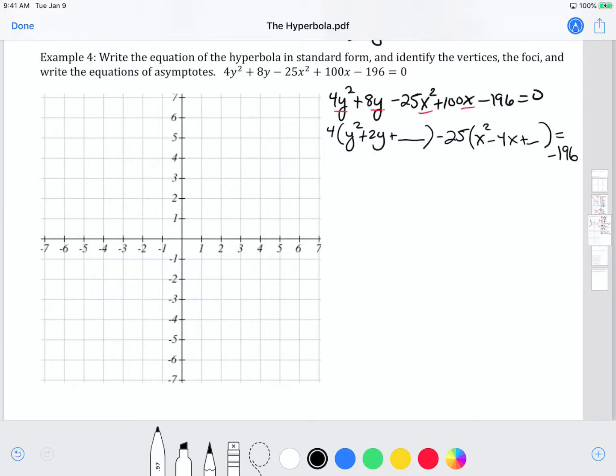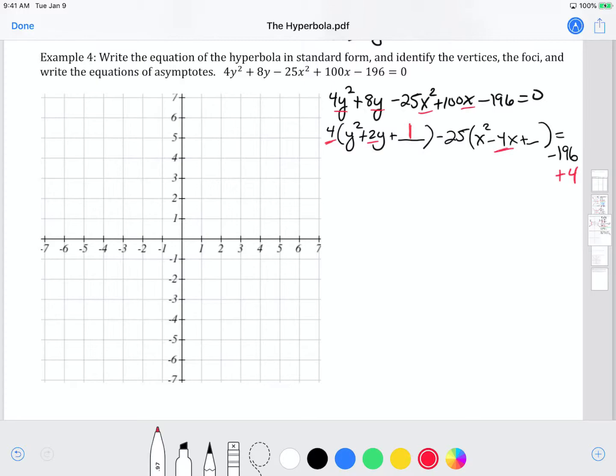Now to complete the square, I'm going to take half of 2 and square it. So half of 2 is 1, and 1 squared is 1, so I'm going to put a 1 in here. But because I have a 4 out here, I didn't just add in a 1 on the left-hand side of the equation. I added in a 4 times a 1. So I got to add in a 4 on the other side as well to keep the equation balanced.